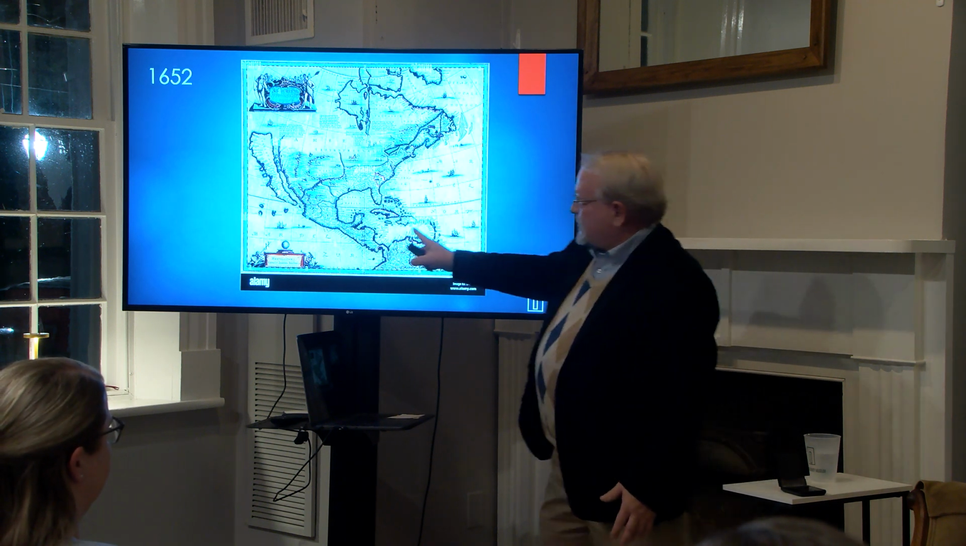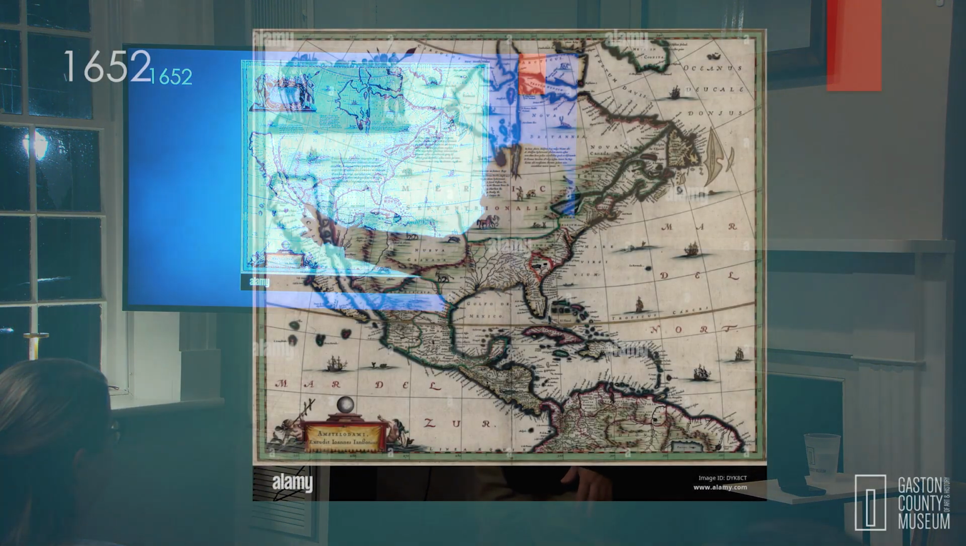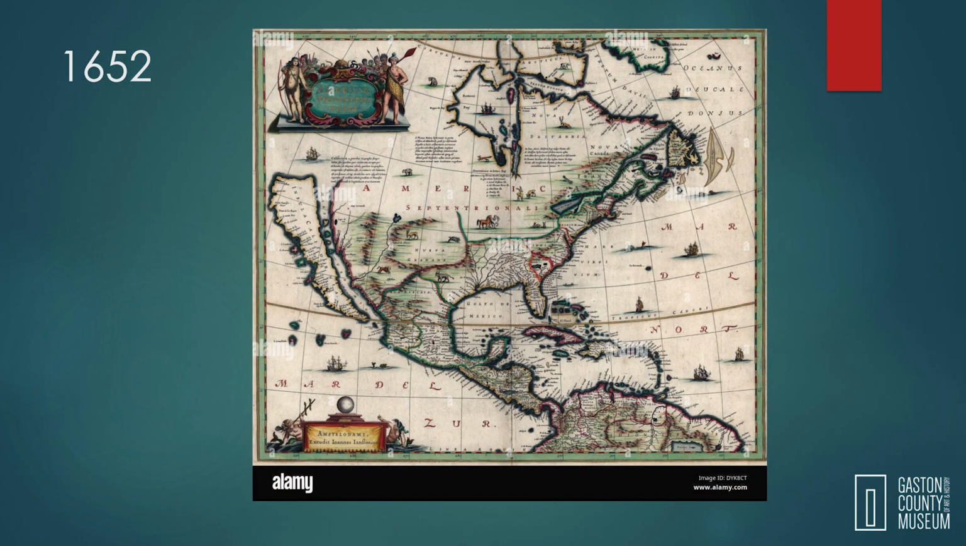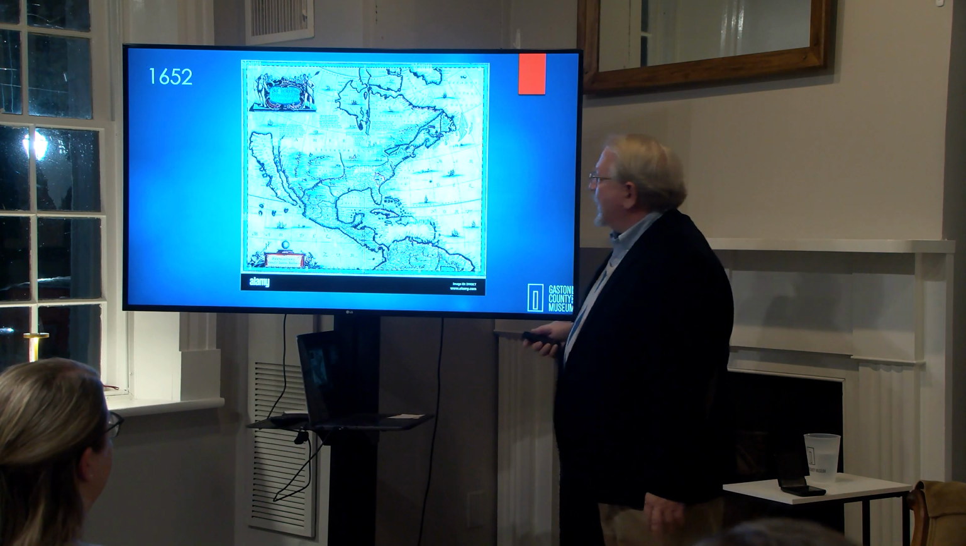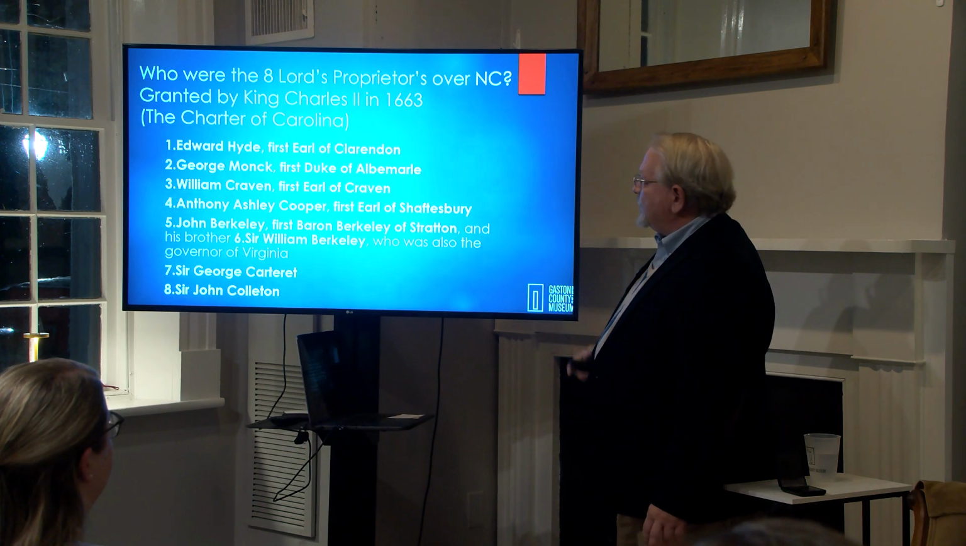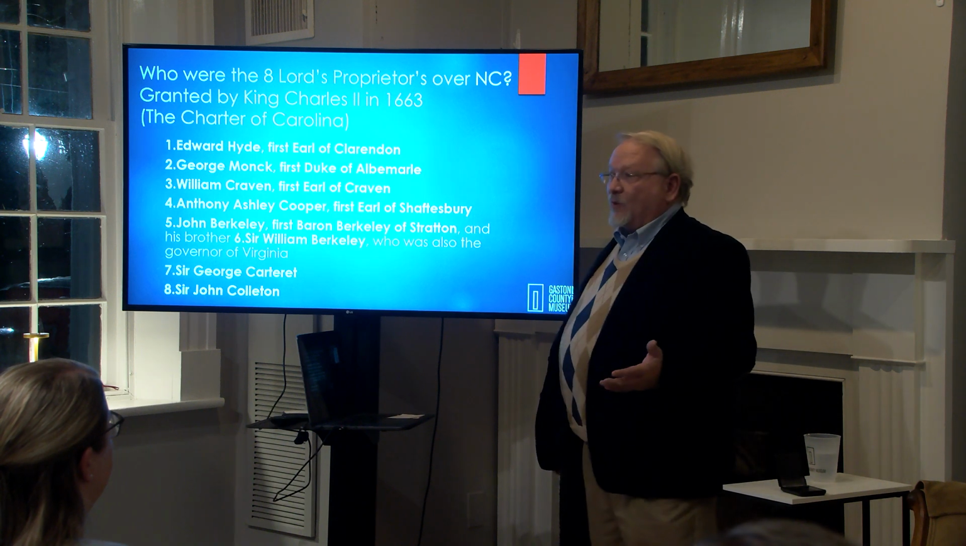You can see there's starting to be some exploration and development throughout Mexico and the Baja Peninsula there. So once again, the Spanish were doing a lot of exploration and a lot of mapping down here by 1652. So let's look at who our eight lords proprietors were.